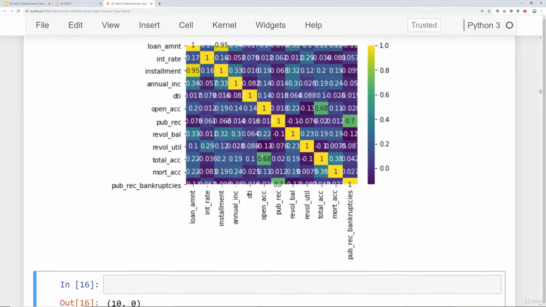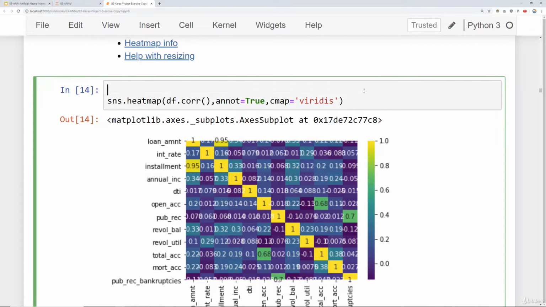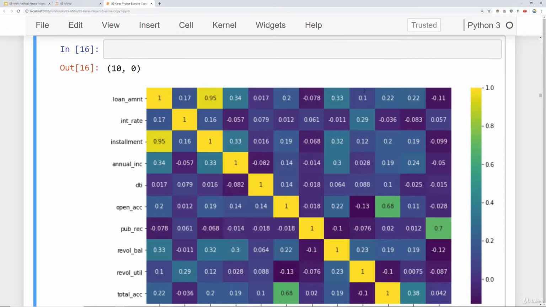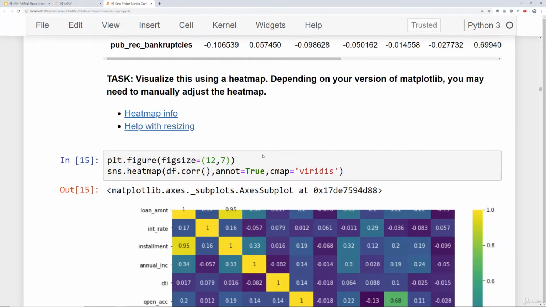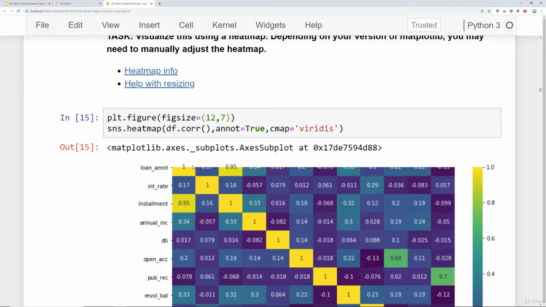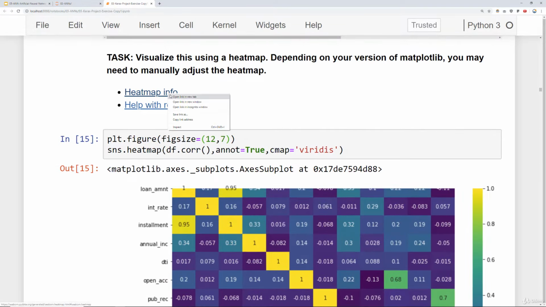If you run this just by itself, you'll get this kind of really shrunk down heat map. So something you can do first off is expand on the size, say plt.figure, and this should always go before your Seaborn command. Say figsize, and let's make this quite a bit larger, something like 12 by 7. You run that, and it will be a lot more improved, but something to note here is that depending on your version of Matplotlib, you'll notice that the bottom and the top are actually kind of cut off here, and you can check out the links we provided for you for help with resizing.